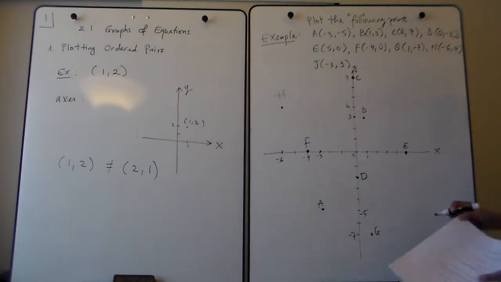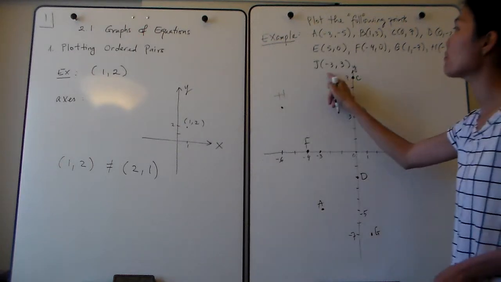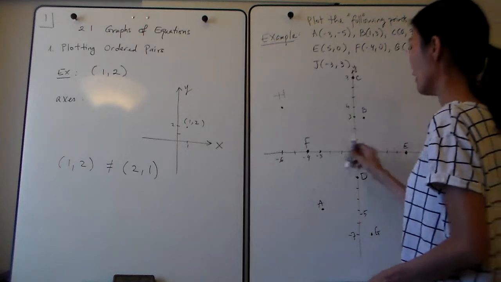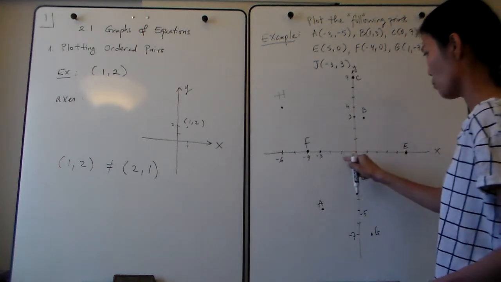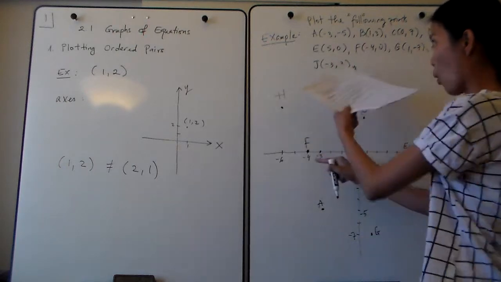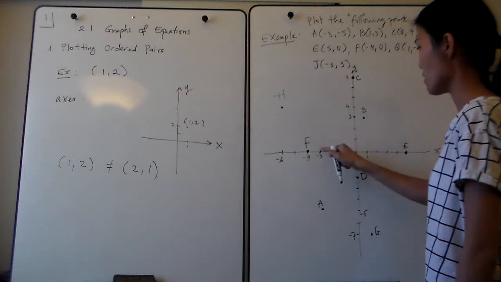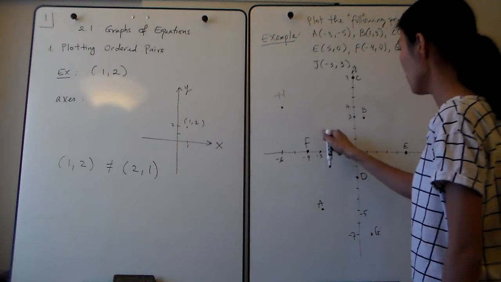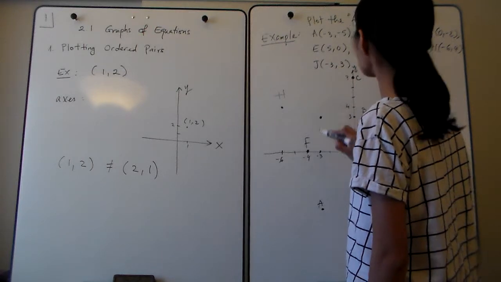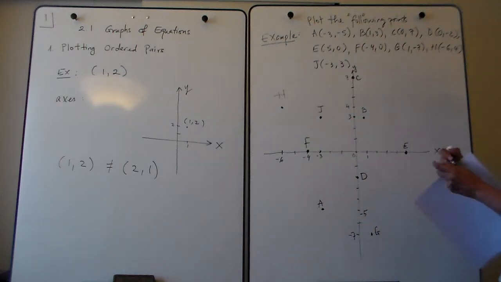Okay? And the last point is (-3, 3). -3 right here for the x-axis is negative, so it's on the left of the x-axis: 1, 2, 3, okay, -3 here. And for the second coordinate, it's on the y, so it's positive 3, so let's go up 3: 1, 2, and 3. So somewhere here. So this is point J.